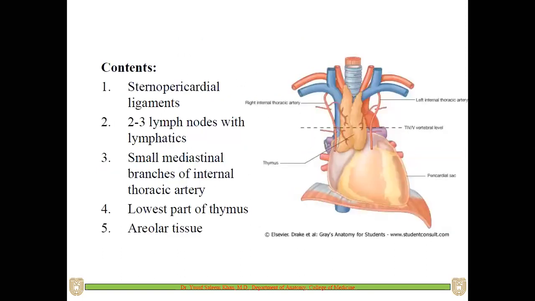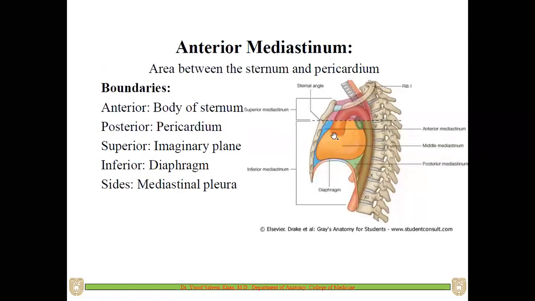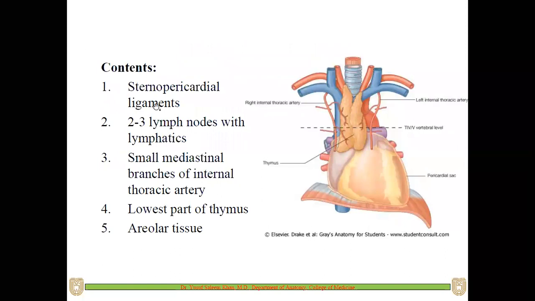So what are the contents here? Some important few contents are there. One is the sternopericardial ligament. There will be ligaments extending from the sternum to the pericardium, which are called the cardiac seat belts, which will hold the heart in its position. So there are small ligaments here. Those are called the sternopericardial ligaments.